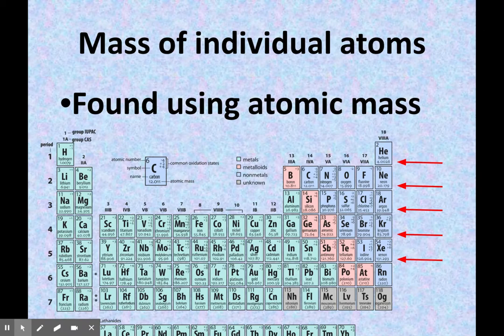So the mass of individual atoms, remember, comes from the atomic mass on the chart. And we can see that here, and I've pointed those out with arrows. So helium's mass is 4.0026. Argon, 39.948. When you do these on your homework, we're going to round to 2 decimal places.